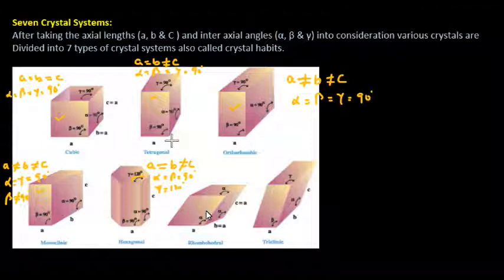Next, rhombohedral. Here all the three sides are equal. So A is equal to B is equal to C, but none of the angles are equal to 90 degrees. Alpha is equal to beta is equal to gamma is not equal to 90 degrees.